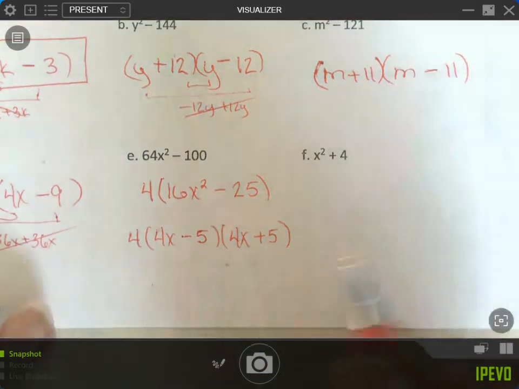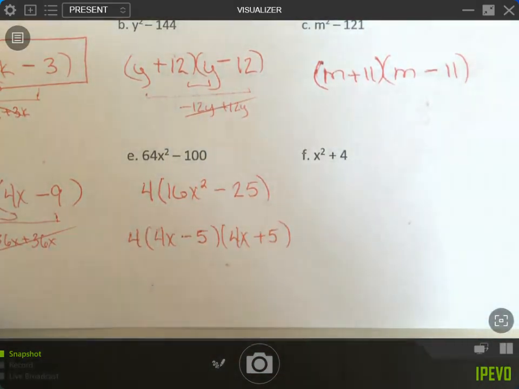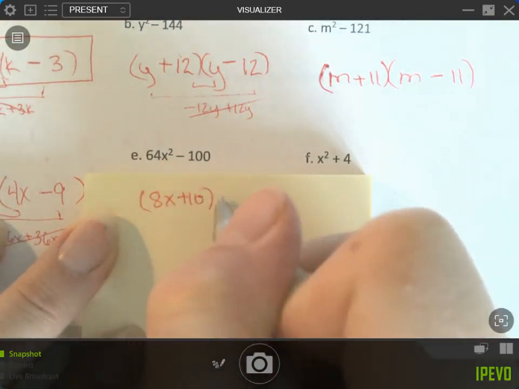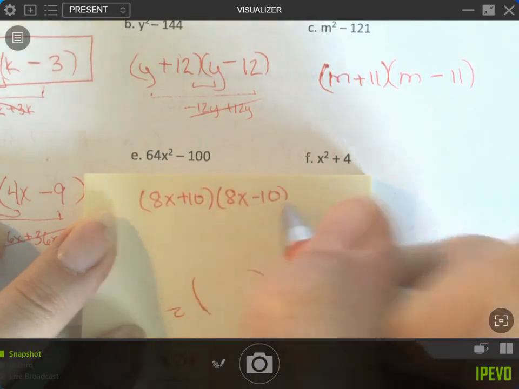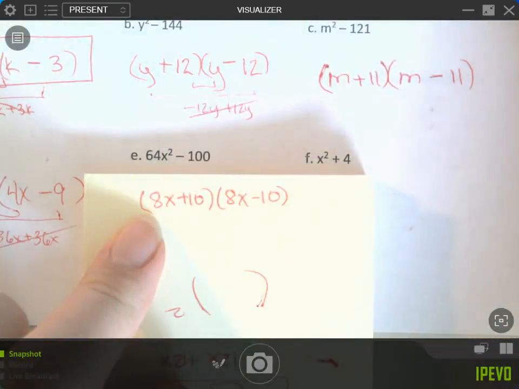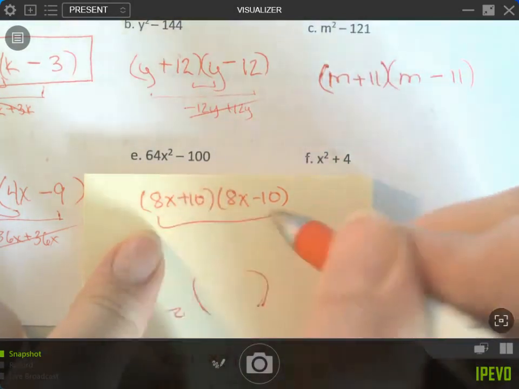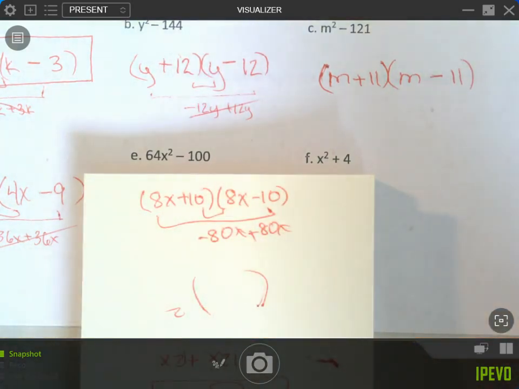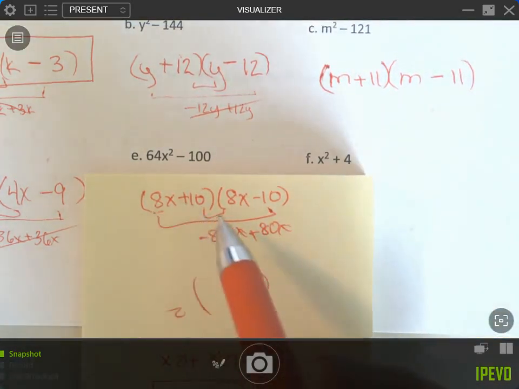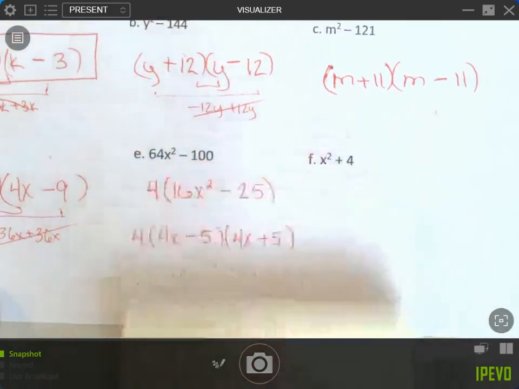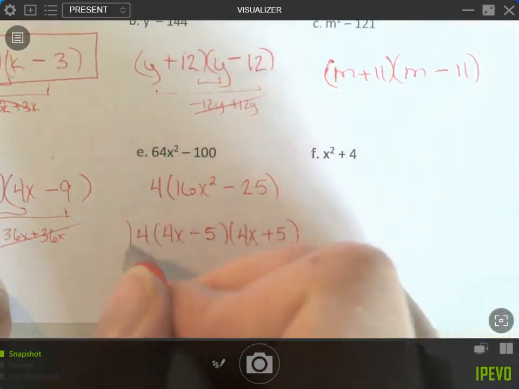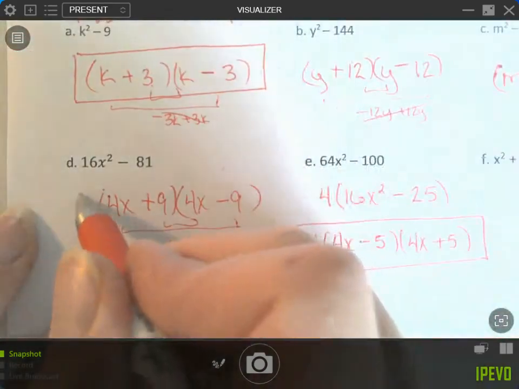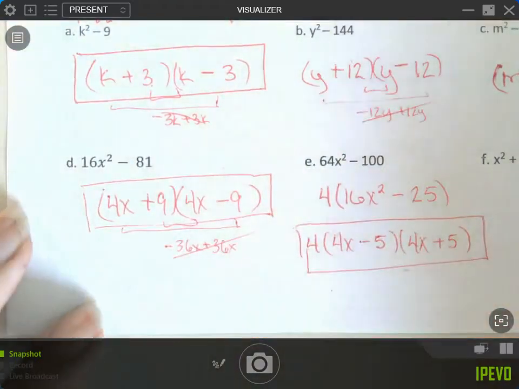Okay, now let's just say you didn't take out the GCF in this problem. You would have factored this as 8x plus 10 and 8x minus 10. It works. 8x times 8x is 64x squared. 10 times negative 10 is negative 100. Negative 80x and positive 80x. What's the problem with this? It's not factored completely. You could have taken a 2 from here and a 2 from here, which would have given you your what? 4. So to get full credit, you have to take out the GCF. You okay? But these are my final answers.